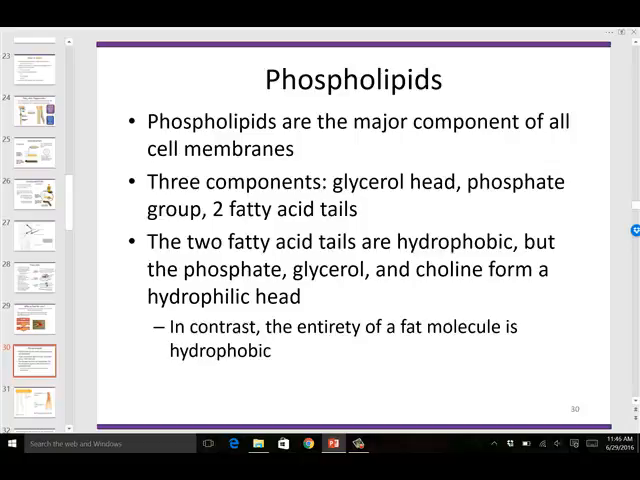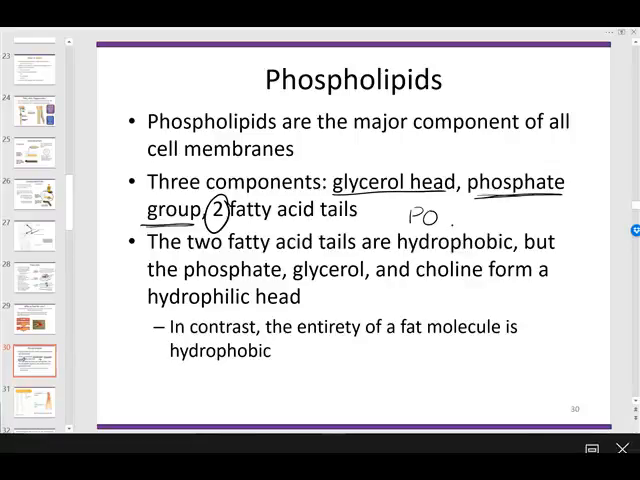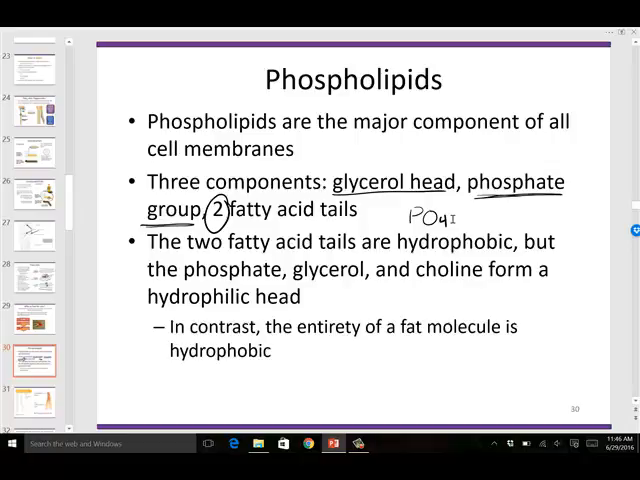When we look at a phospholipid, it looks a heck of a lot like a fat. Remember, a fat had 3 fatty acid tails and a glycerol head. Well, a phospholipid will have 2 fatty acid tails, a glycerol head, and an additional phosphate group. If we remember, a phosphate group is PO4.